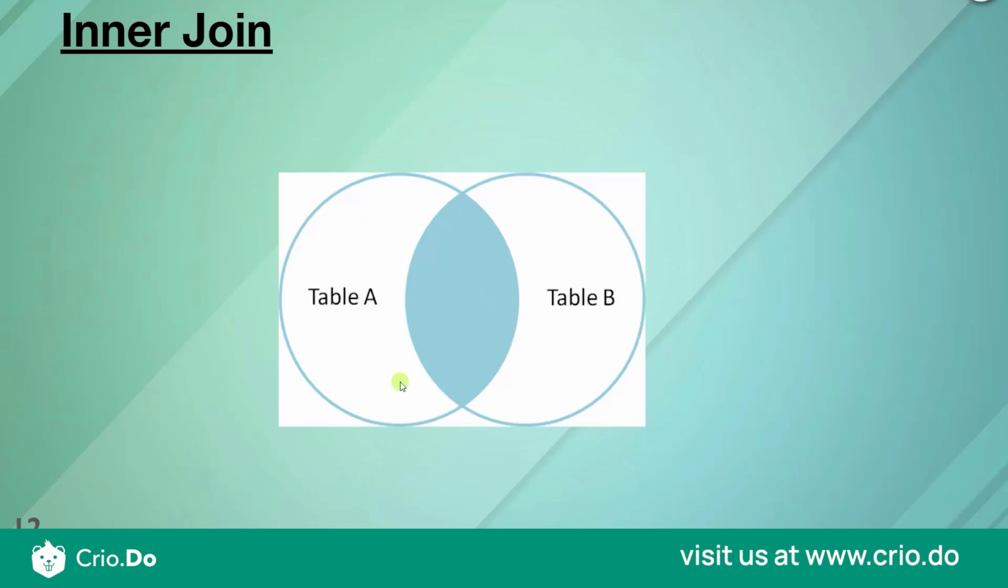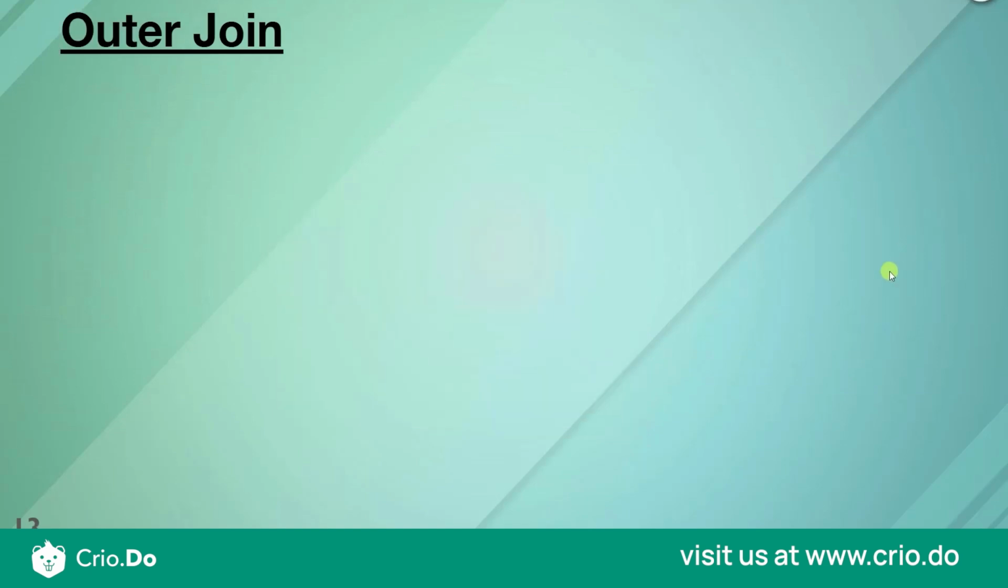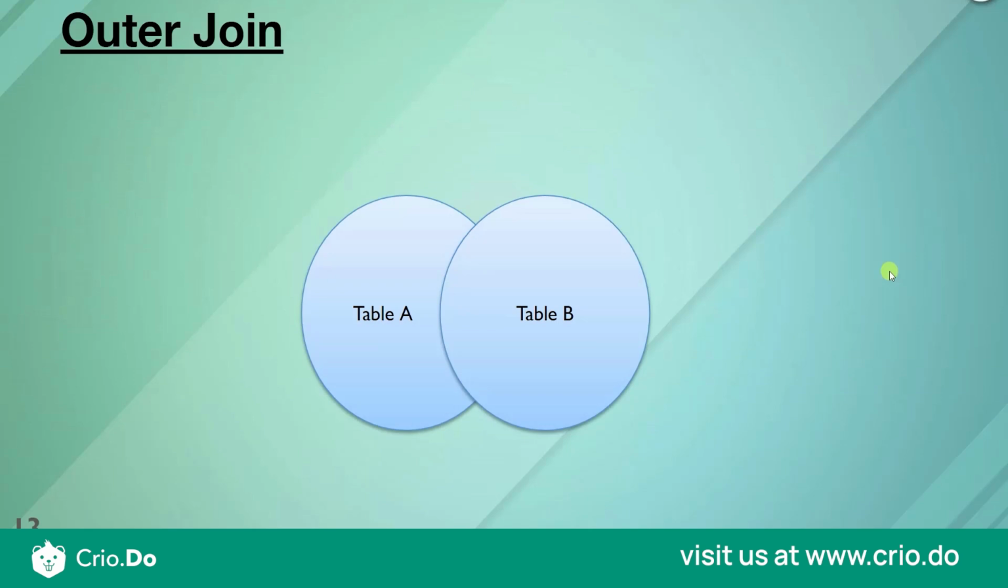So if you see here, you have two rounds, table A and table B, and only the mapped content, that means the overlapped content, is shown in the result. Outer join is like everything. Whatever you have in table A and whatever you have in table B, everything will be there in your result. Even if it is mapped or even if it is unmapped, even if you don't have any joined mapped data to the row, it will bring everything. And wherever possible, it will add nulls.